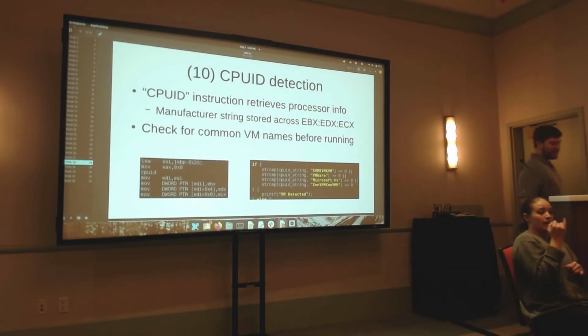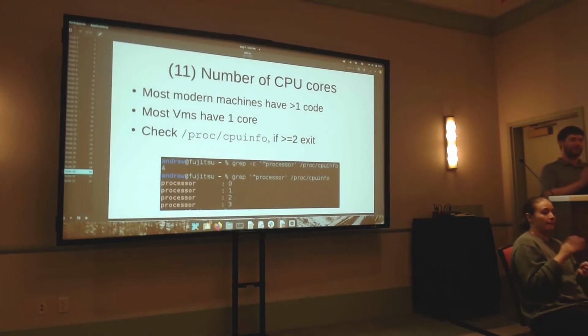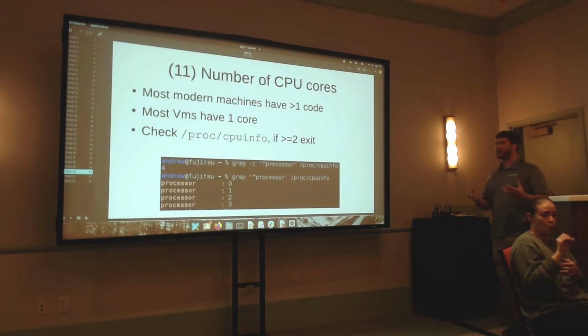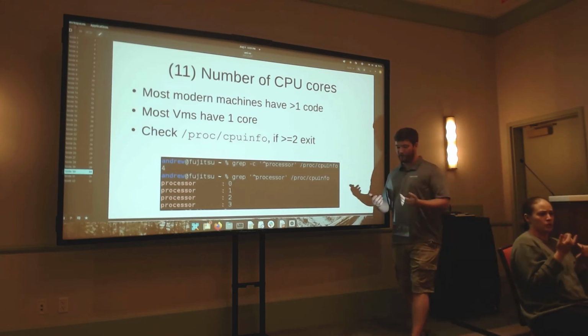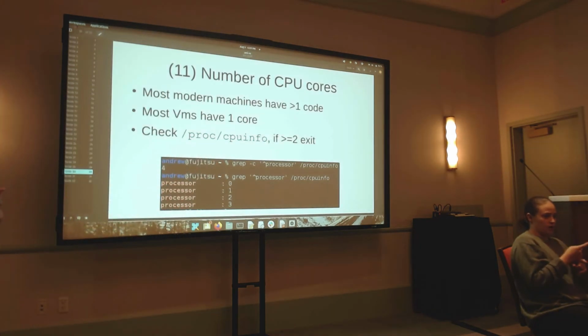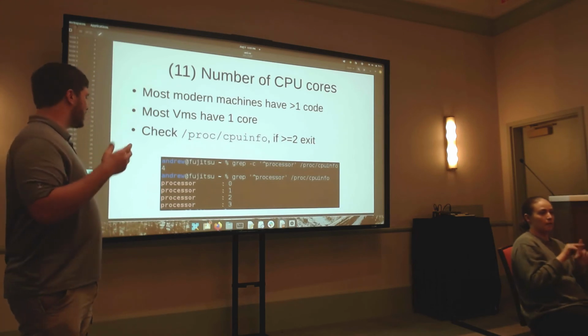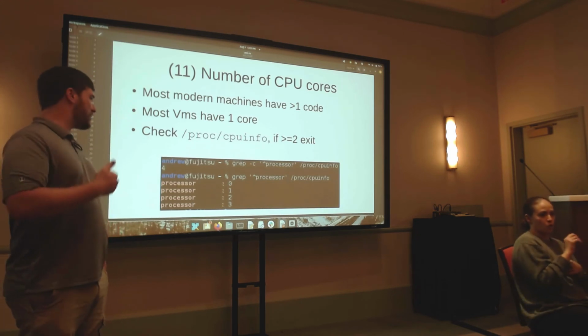Okay, and the last technique that I have for you today is one that we have discussed a little bit already. That is checking the number of CPU cores. So most modern machines are going to have lots of cores, right? A VM usually is going to have one core. And so if we just check to see how many cores the machine has before running, oftentimes we can figure out if we're in a VM or not. Now again, this is not foolproof. You could have a VM with 2 cores, that would defeat it. Or you could have a standard machine with 1 core, which would be detected as a VM.